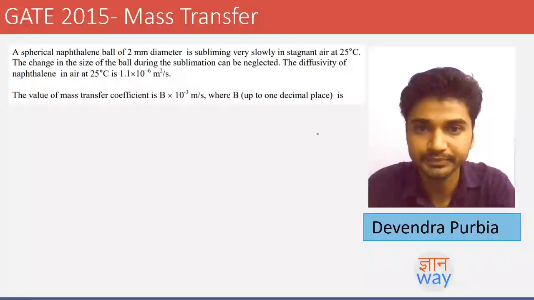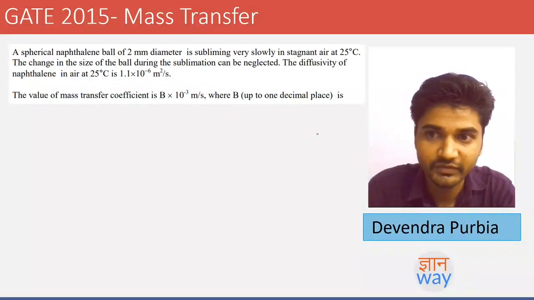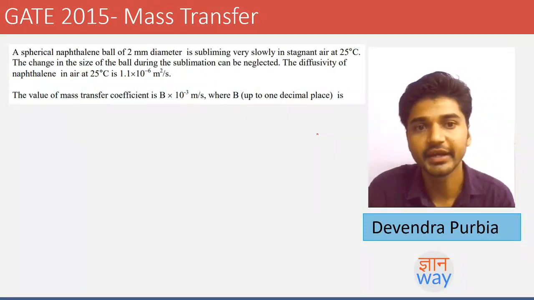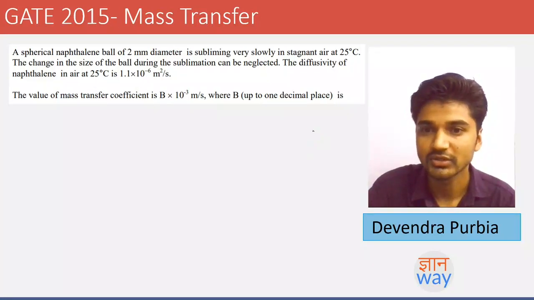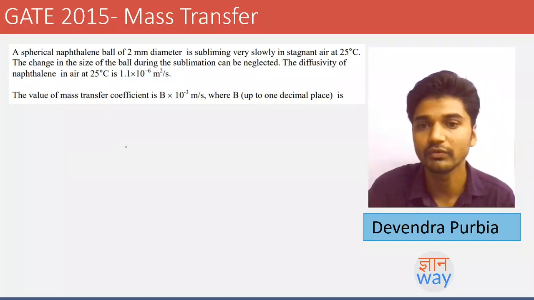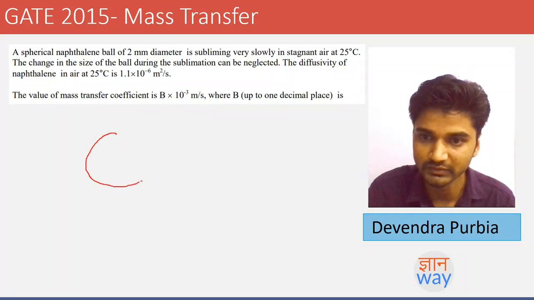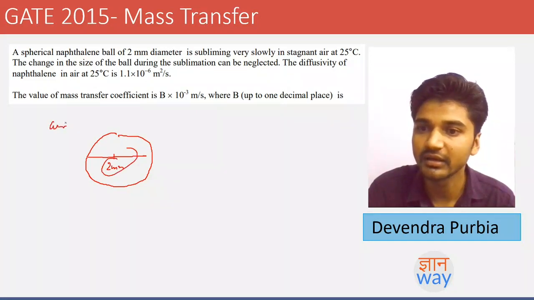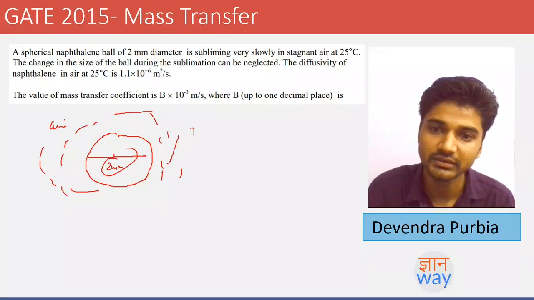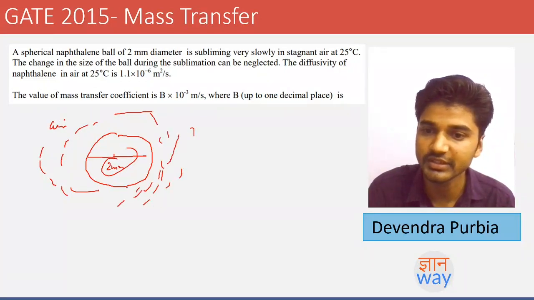Now in the next question, a spherical naphthalene ball of 2 mm diameter is subliming very slowly in stagnant air at 25 degrees Celsius. The change in the size of the ball is neglected and diffusivity is given, and they are asking the mass transfer coefficient of B. So we have a naphthalene ball whose diameter is given as 2 mm, and there is air which is stagnant. So this we have air.